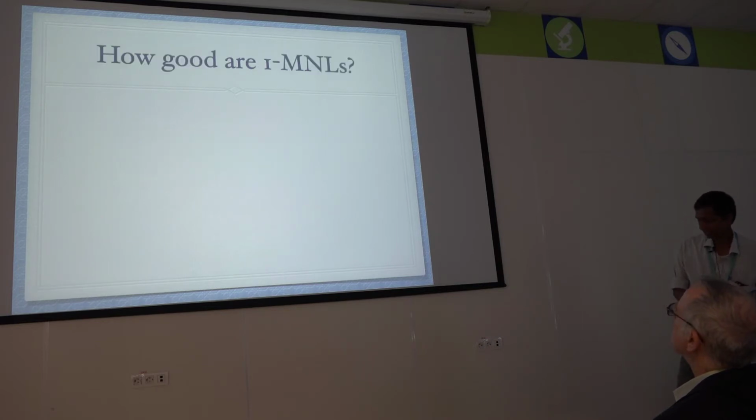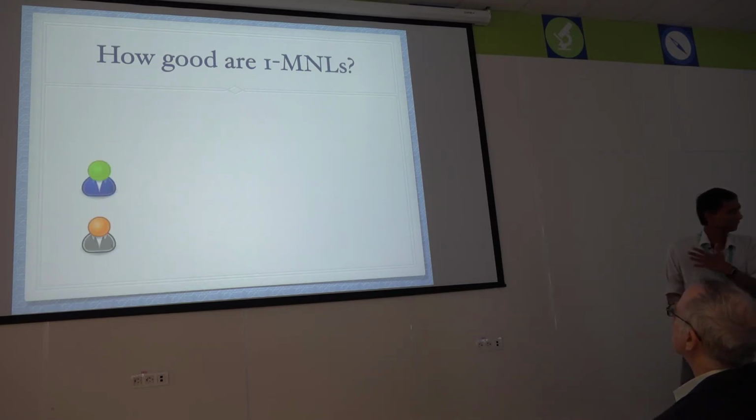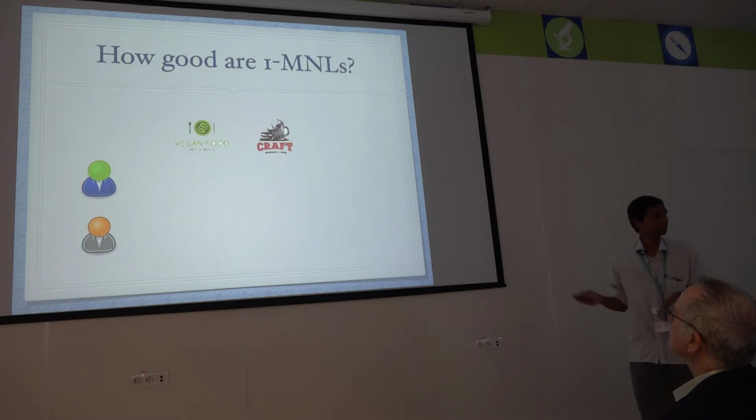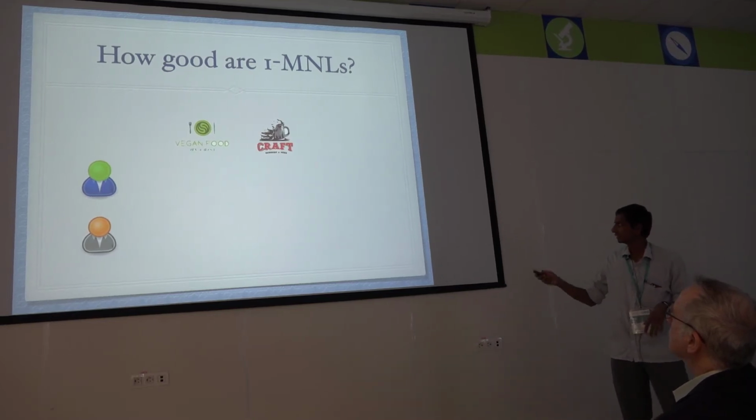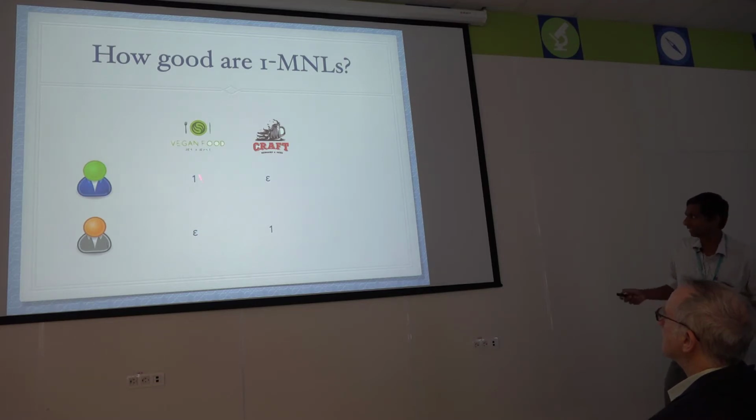But how good are MNLs? I claim that 1MNLs are not very useful, and this is actually well known. Here's an example. There are two kinds of users, and two kinds of restaurants: a vegan one, and a burger place. The vegan user, who's appropriately colored green, chooses the vegan restaurant mostly, and the non-vegan user chooses the burger place. They really like their respective places.